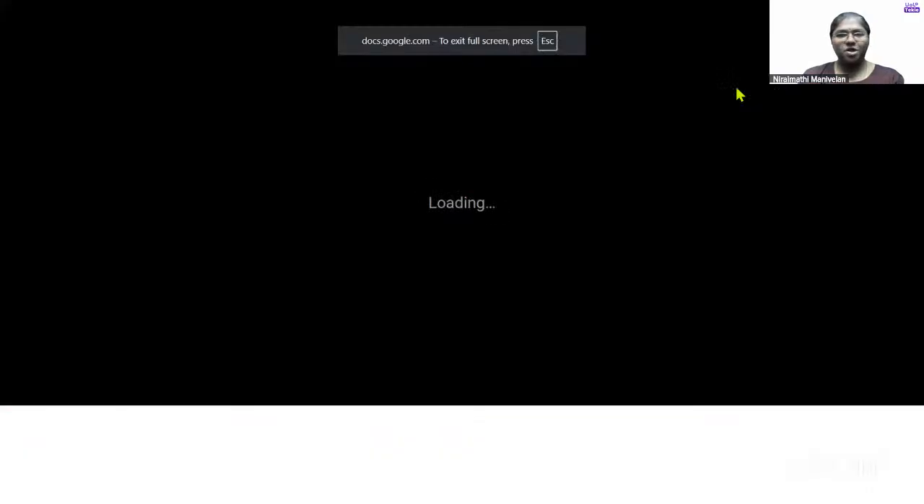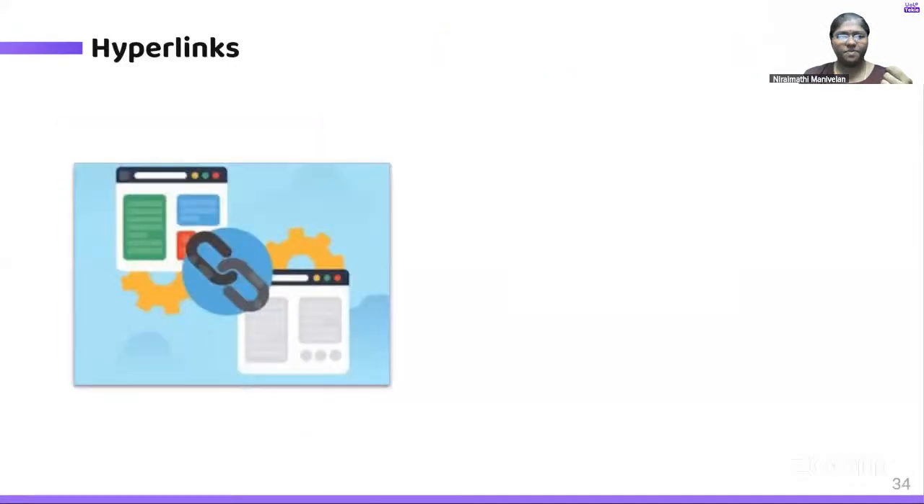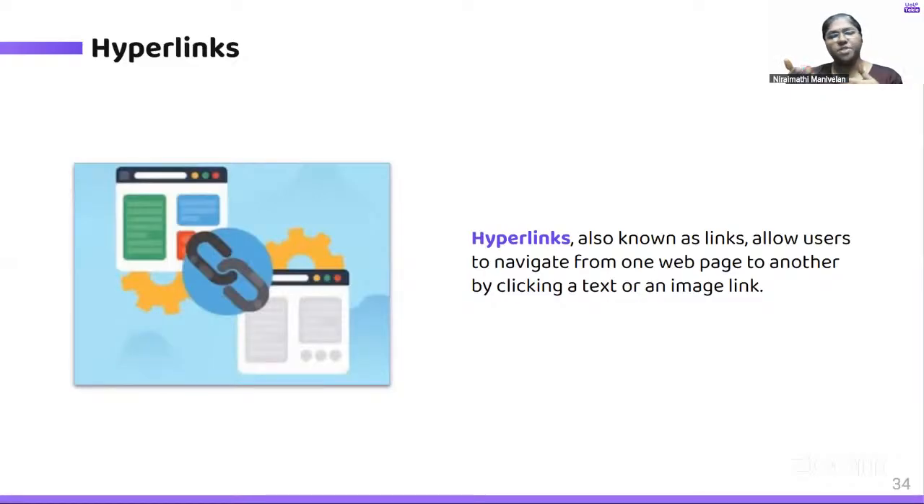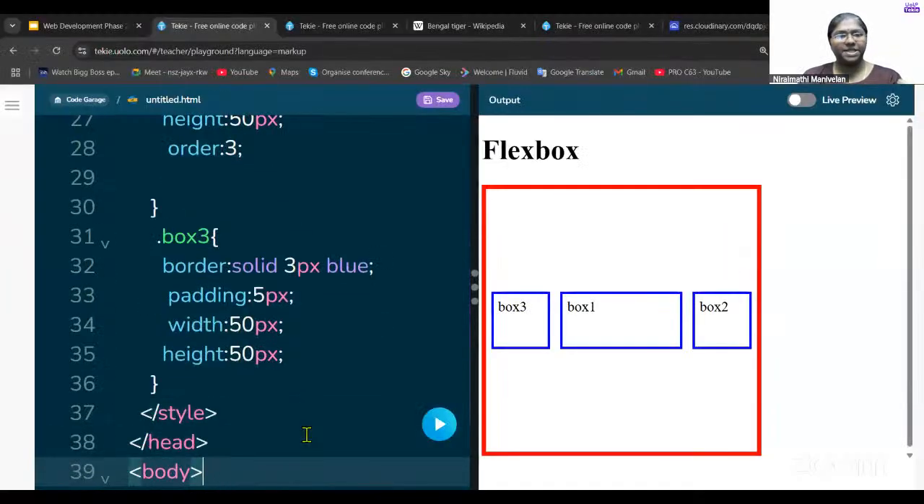So it's a very simple concept. The next concept is about hyperlinks. As you all know, hyperlinks create the connection between one website and another. Hyperlinks allow users to navigate from one web page to another web page by clicking a text or an image. You can create a hyperlink which will take us to another web page or image. Basically, a hyperlink can be created using the A tag, the anchor tag.